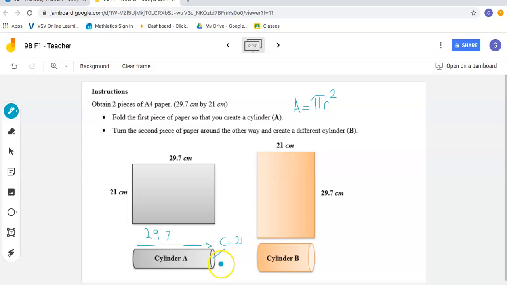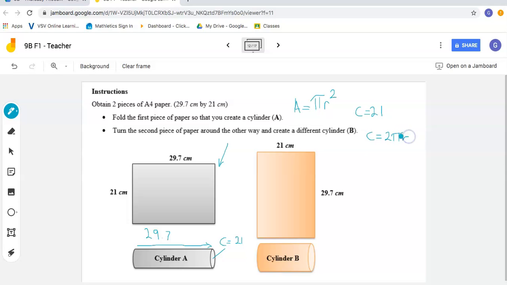Since we know that, I'm going to help you with this cylinder A. Since we know that the circumference equals 21 centimeters, we're going to need to find the radius first. So I'll help you out with that. To find the circumference given the radius, sorry for the dog, we would use the formula C equals 2 pi r.